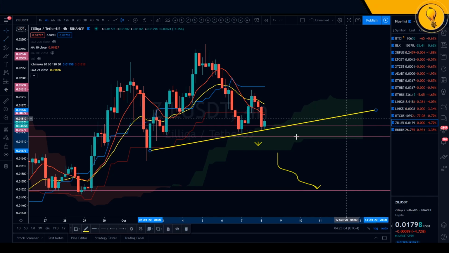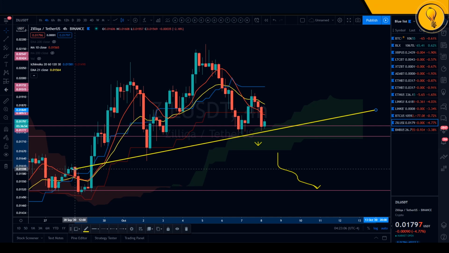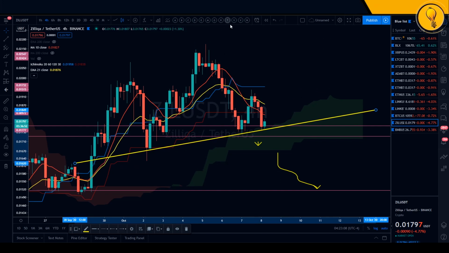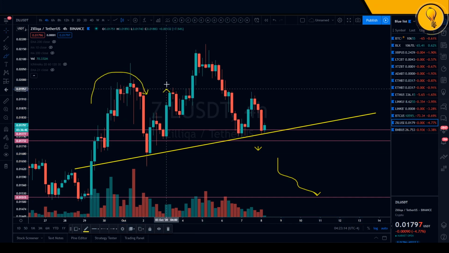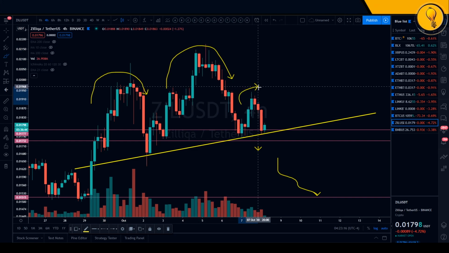So this is the neckline right here. I'm just going to go ahead and draw that out. I do believe that it has the right volume nodes to support it. Okay, so we have a beautiful bearish head and shoulders top. Okay, this is the left-hand side shoulder. This is the head right here. This is the right-hand side shoulder.